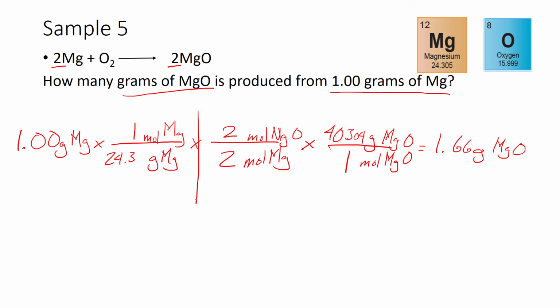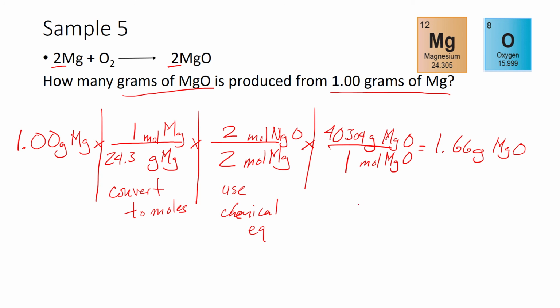Okay, so in review, the most important thing is to convert to moles first. Convert to moles. Once you're there, you can use the chemical equation, and then from then on, you can convert to whatever you want. But really, for reals, first thing you got to do is convert to moles.